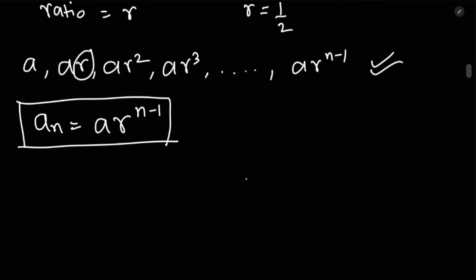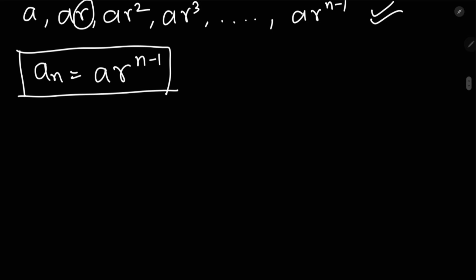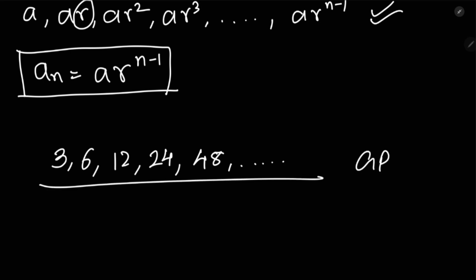Now I'll consider another example. Let me start with 3, and let the multiplicative factor be 2. So 3 into 2 is 6, 6 into 2 is 12, 12 into 2 is 24, into 2 is 48, and so forth. So in this geometric progression, if I want to calculate, let's say, the 9th term, A9, then I can use this formula, and I have A times, so here A is 3, so 3 times R power n minus 1.